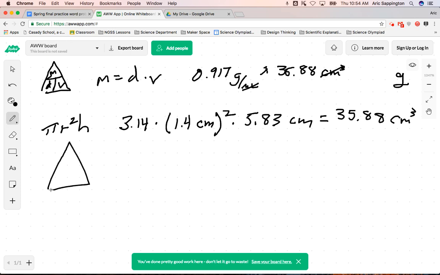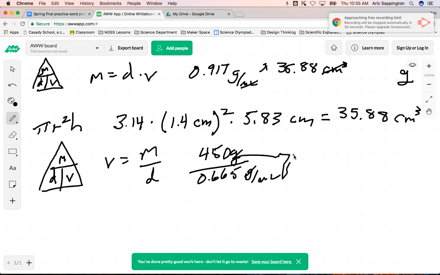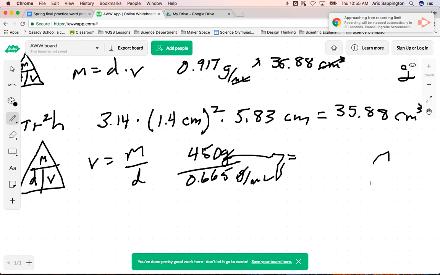So we're dealing with another density problem. This time we're solving for volume, so mass over volume. So we're going to cover up volume. Volume equals mass divided by density, and our mass is 450 grams, and our density is 0.665 grams per milliliter. Grams cancel. We're left in milliliters, and so that'll be our final answer.